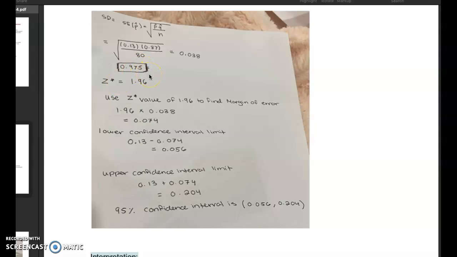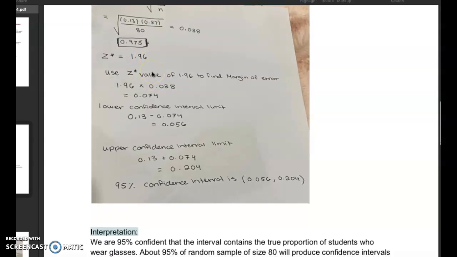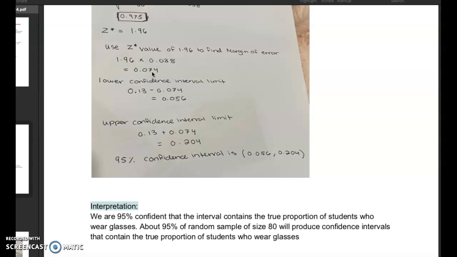Next thing is to find my z-score or my z-value. It was a 95% confidence interval, which is 0.975 in order to find your z-value. So that would be 1.96. Next, you would need to find your margin of error. So I used the z-value and multiplied it with my standard deviation in order to find the margin of error.